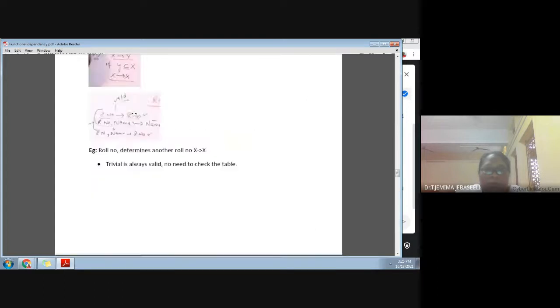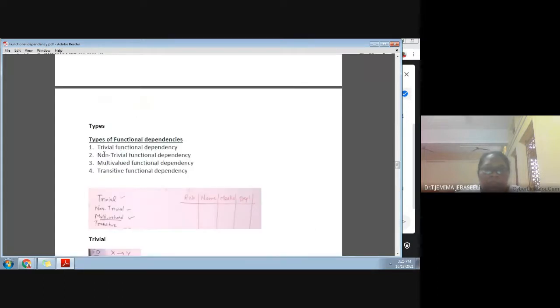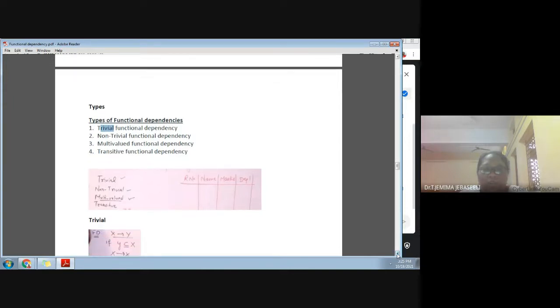So there are four types of dependency: trivial, non-trivial, multi-valued, and transitive. Trivial: everywhere it is functionally dependent, X union Y is a subset of X. Non-trivial: when you take X intersection Y, it is going to be an empty set. And multi-valued: the same thing when you apply it with more than one multi-valued element, then it is called multi-valued, but similar to non-trivial.